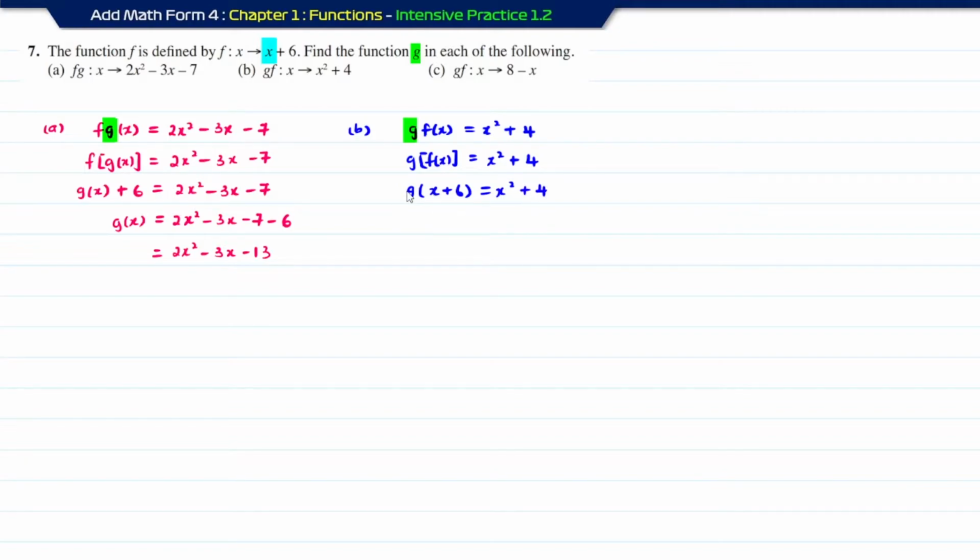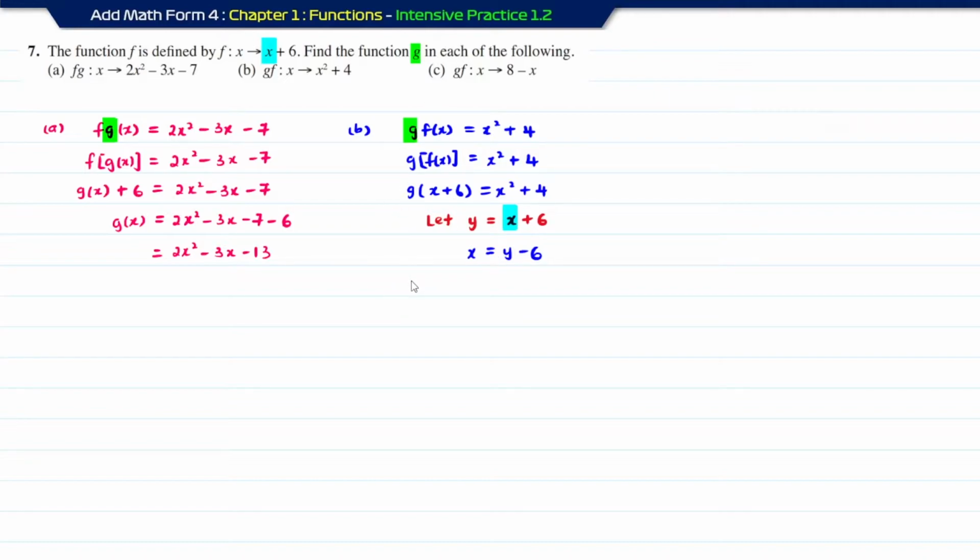But we didn't have the g, so we didn't know this x plus 6. We need to insert it in the function g. So to move from here, we need to use the inverse functions. So let y equal x plus 6. To find the inverse, let x become the subject of the formula. So we're going to move this plus 6 to the other side. So x is equal to y minus 6. So this is the inverse function.